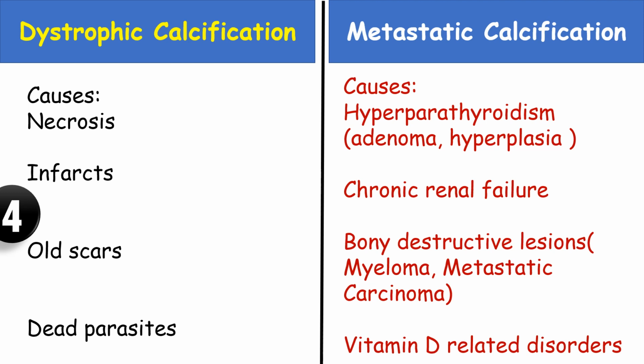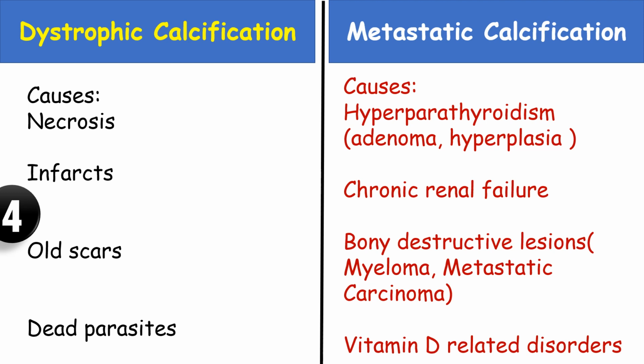It could be necrotic tissue. It could be infarcts. Infarcts are nothing but localized areas of necrosis. It can happen in the heart, it can happen in the lung, it can happen in intestines, it can happen in spleen, or old scars or dead parasites. These are the causes of dystrophic calcification.